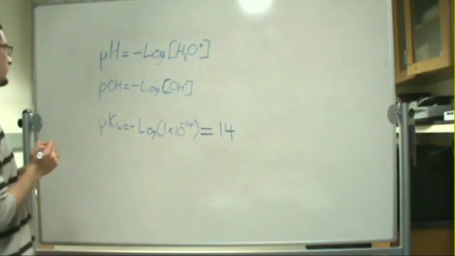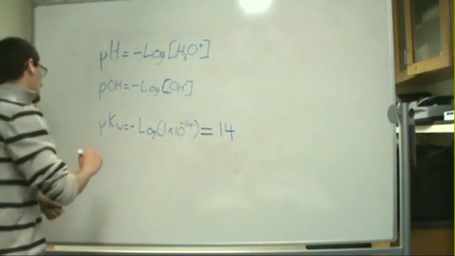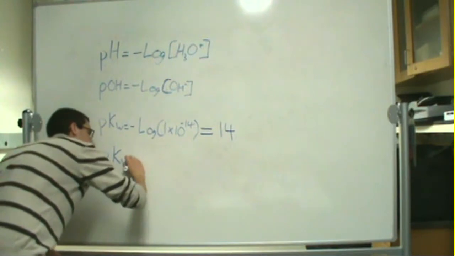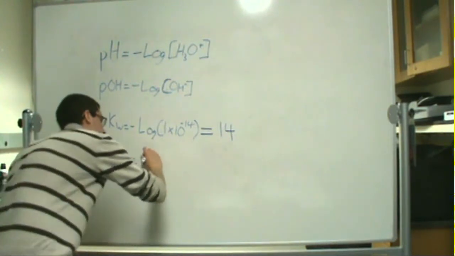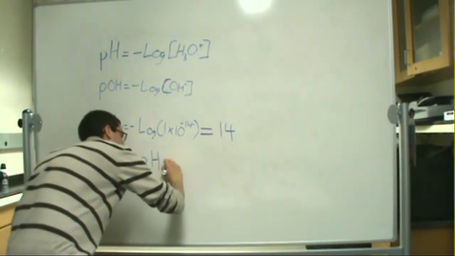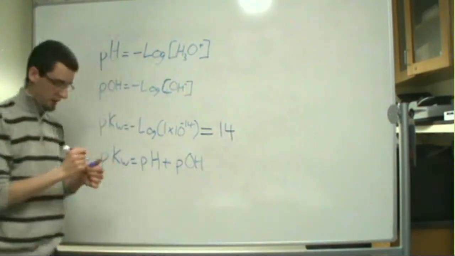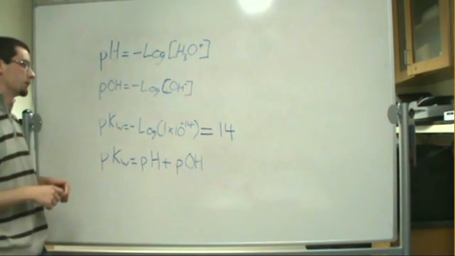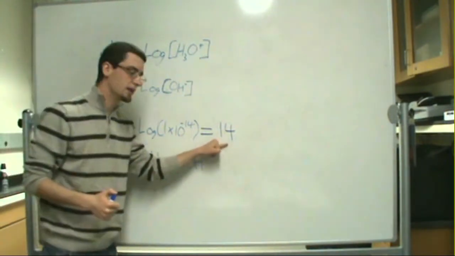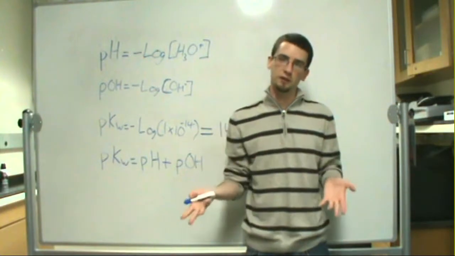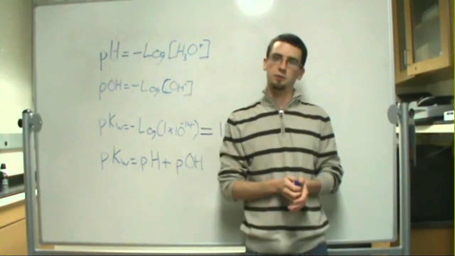So, how does this relate to pH and pOH? Well, pKw should actually be equal to the pH and pOH added together. So that's why on the pH scale we can only go up to 14, because our pKw only goes up to 14.